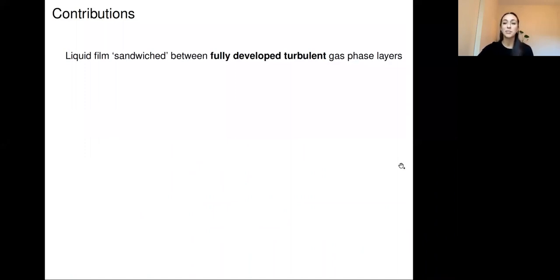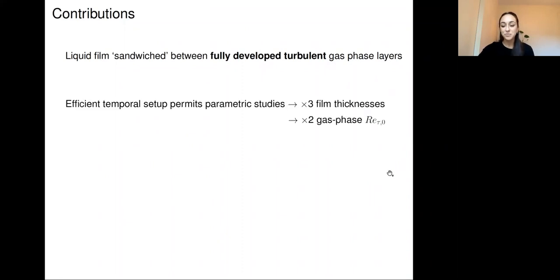We also saw the role of the Reynolds number, how much it changed the ensuing deformation and rupture of the liquid sheet. This is an efficient temporal setup that still allows us to study the important physics right at the gas-liquid interface. And so far we've looked at 2 film thicknesses and 2 gas phase Re tau, which would have been sort of unthinkable if we'd tried to simulate the whole plates and that whole flow. This is just honing in on that liquid film rupture due to that gas phase turbulence.